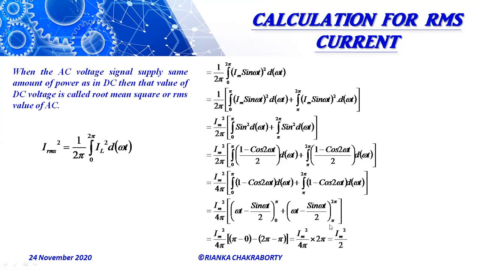So at last we get the value of IRMS square, which is Im square by 2. So IRMS square equals Im square by 2, so IRMS equals Im by root 2. So this is the RMS value for the full wave rectifier, for center tap and bridge rectifier.